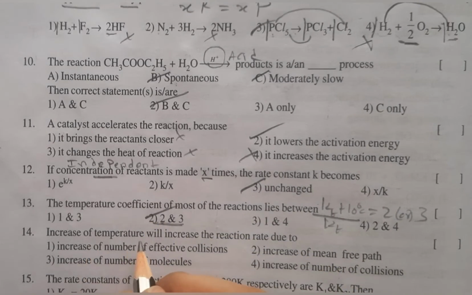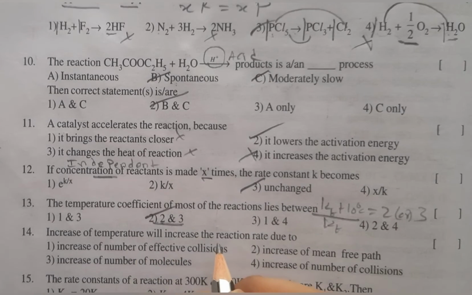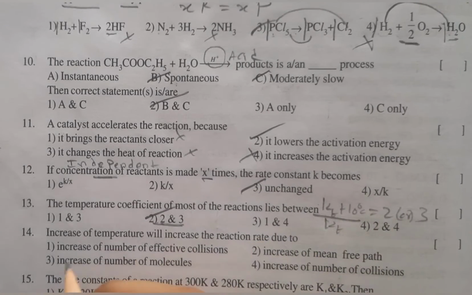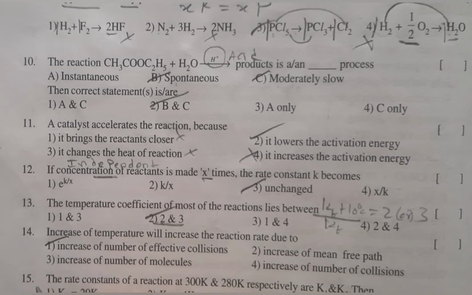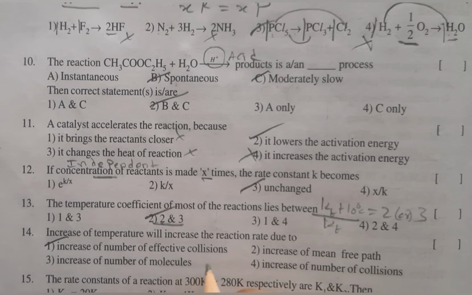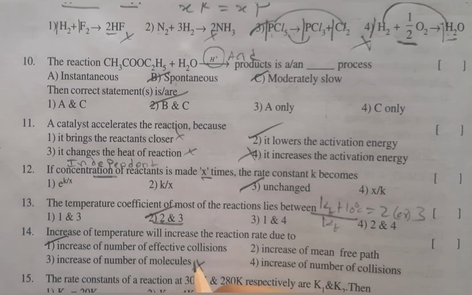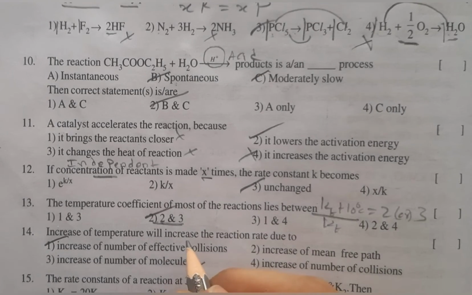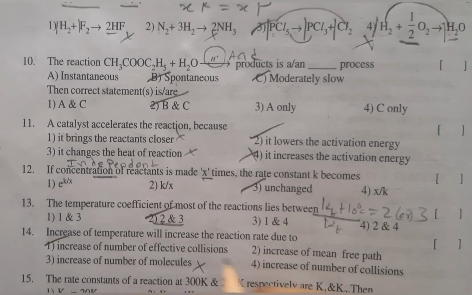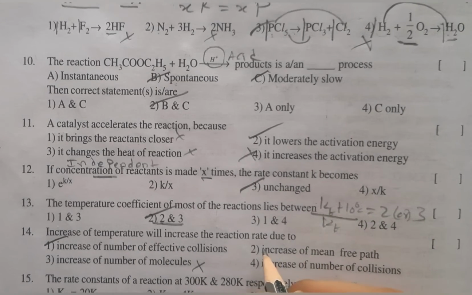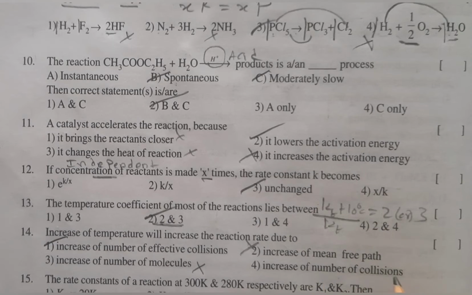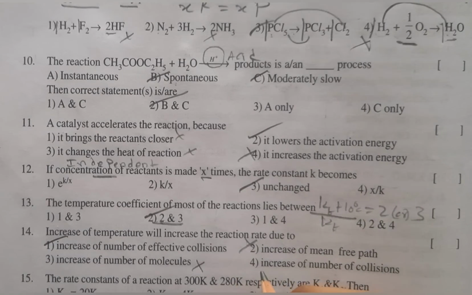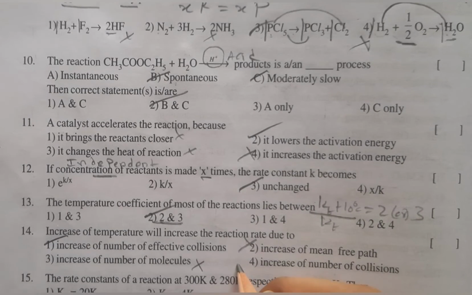The increase in temperature will increase the reaction rate due to an increase in the number of effective collisions. Yes, correct option. Increase in the number of molecules? No, we are not adding any reactant here. We are just increasing the temperature. It increases the mean free path? No, we are not diluting this one. And the fourth one may be correct: increase in the number of collisions. Yeah, you may get confused with this as it seems correct.